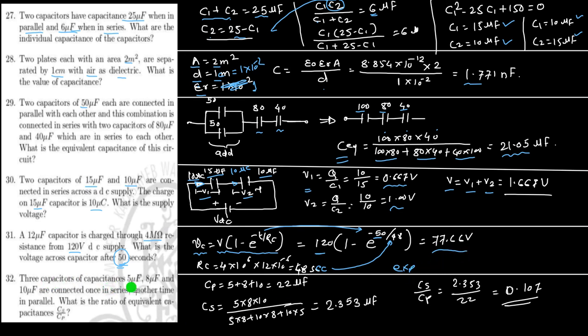Three capacitors, 5 microfarad, 8 microfarad and 10 microfarad, are connected once in series and another time in parallel. What is the ratio of series to parallel? When it is parallel, it is addition: 5, 8, 10. It is added, so it gives you 23 microfarad.